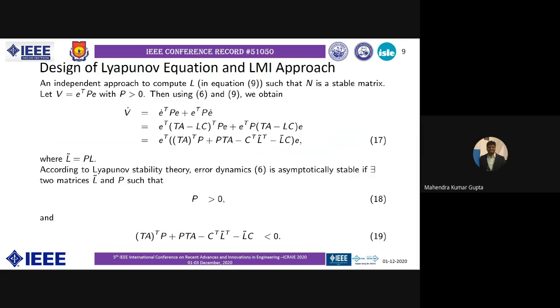Now 17 says that if the Lyapunov function is positive definite and its differentiation is negative definite, then the error dynamics is asymptotically stable. So for this we have to solve LMI 18 and LMI 19. From the solution of 19 we get the value of L tilde, and from L tilde finally we get the value of L. So we have converted the problem to LMI because solving LMI is easier in MATLAB.